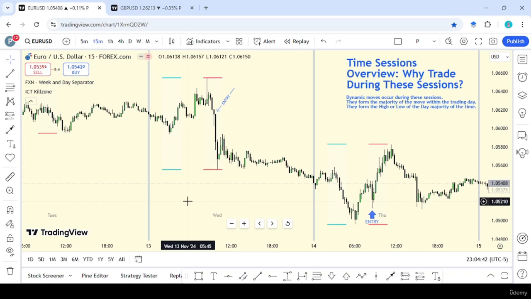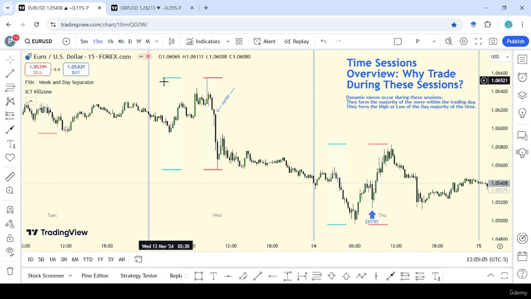So in this lesson, we're just going to look at the time sessions overview. Basically, the time sessions that we're talking about in this course, or in this strategy, are the London session and the New York session. So these are the two time sessions that we're going to focus on for our entries. You can see I've outlined two trading days here.